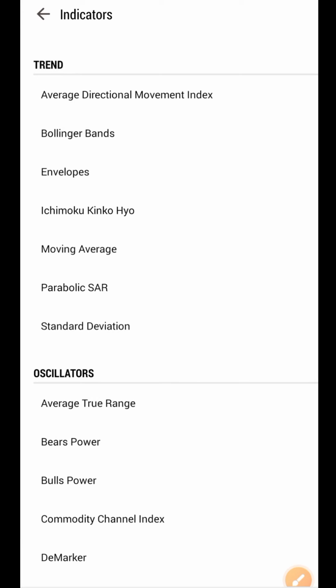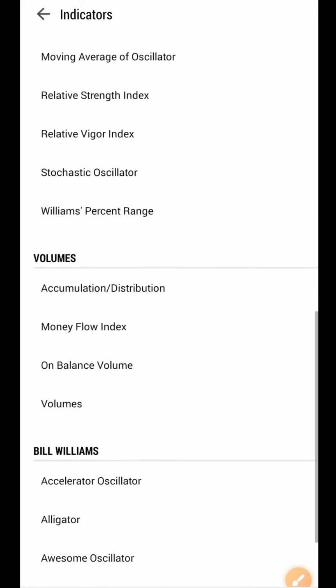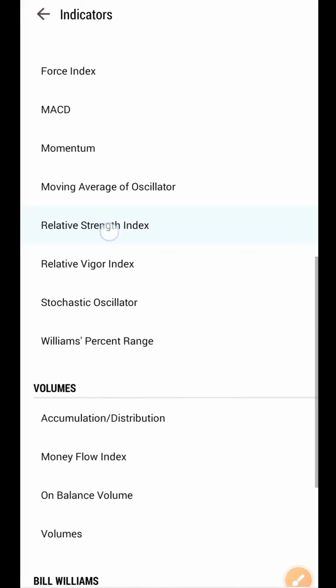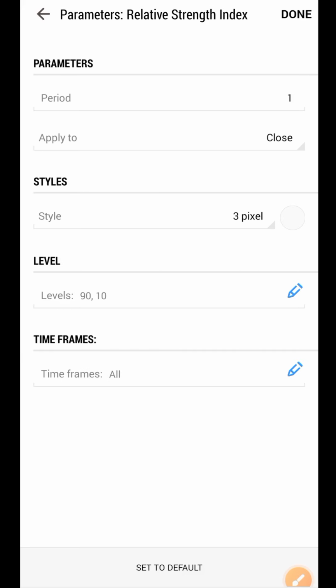indicator that tells us when the market is overbought and when the market is oversold. So let's find the RSI indicator. This is it. Take a screenshot like this, or take notes of the parameters.